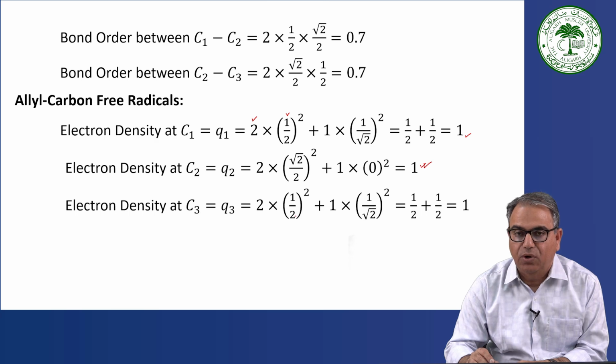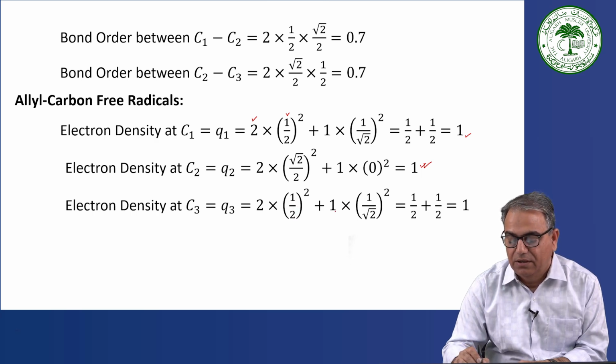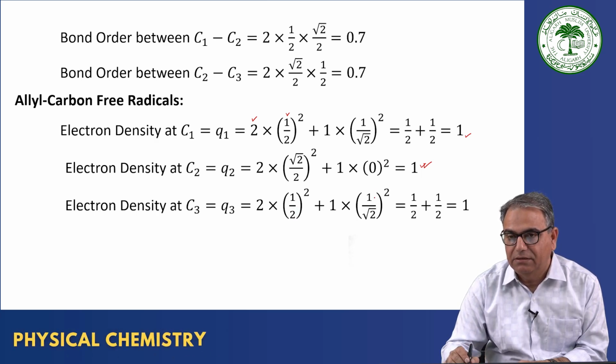If you calculate electron density at C3, Q3, then it comes out as 2 electrons in the bonding molecular orbital, so 2 into 1 by 2 square, where 1 by 2 is the coefficient of the third carbon atom in psi1. Then 1 electron multiplied by the coefficient of the third carbon atom in psi2, that's the non-bonding molecular orbital, so 1 by root 2, and this comes out to be 1.